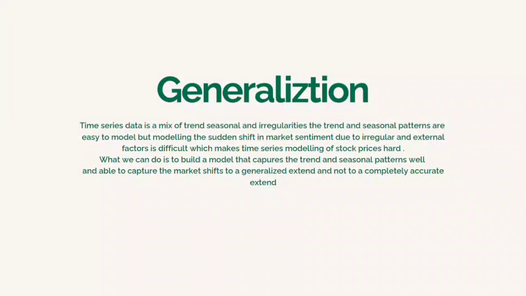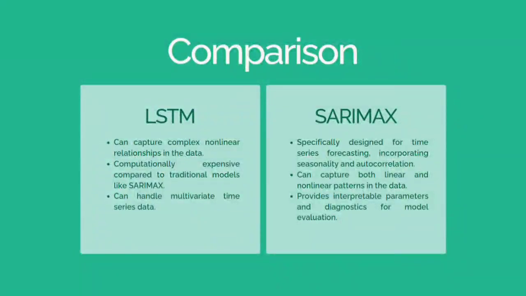Generalization of the model to the data is very important, because the market data may fluctuate or be volatile because of the external variables and the irregular patterns in the data, but the model needs to be able to generalize to the trend and the seasonal pattern in the data. So generalization is an important aspect to focus on when building time series models.